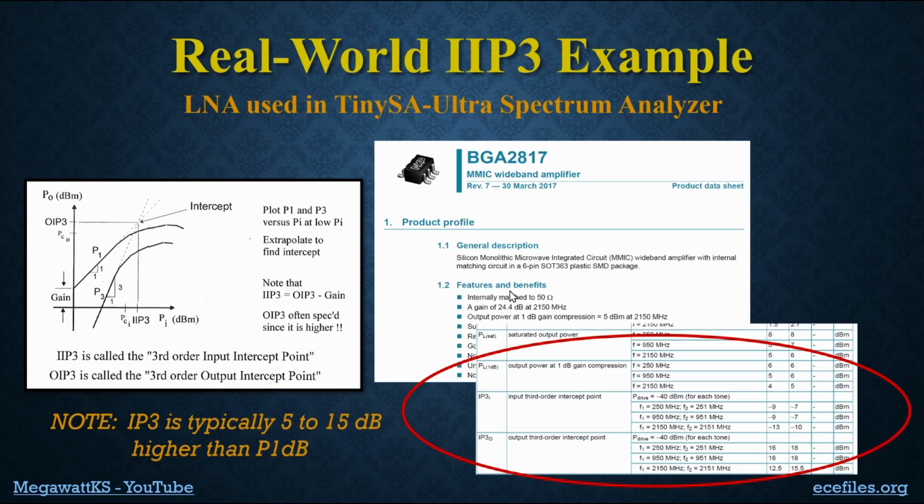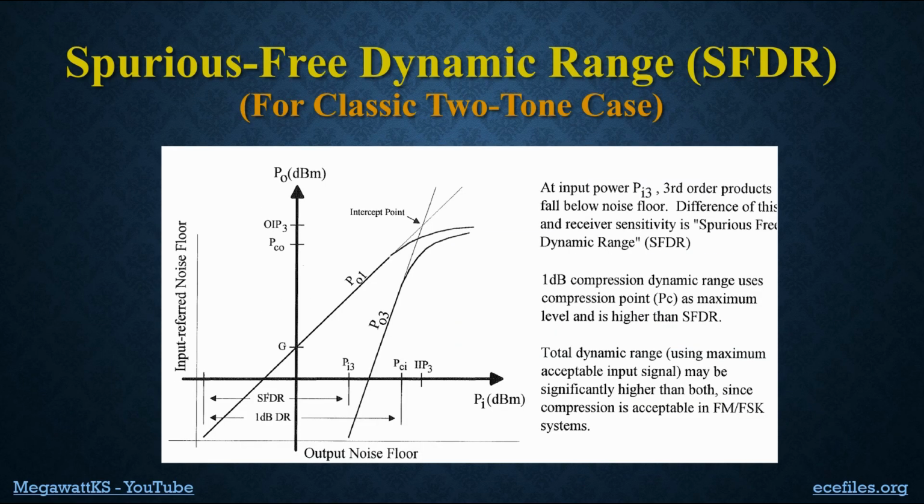Well, I've looked at tons of amplifiers, and this is not a blanket statement, but I will say that in general, I found the intercept point to be 5 to 15 dB higher than the 1 dB compression point. So great, what do we do with this? How is it going to help us in our circuit and system design?